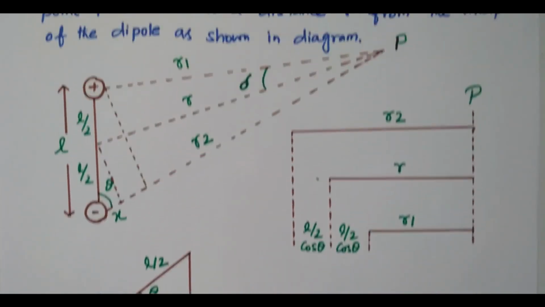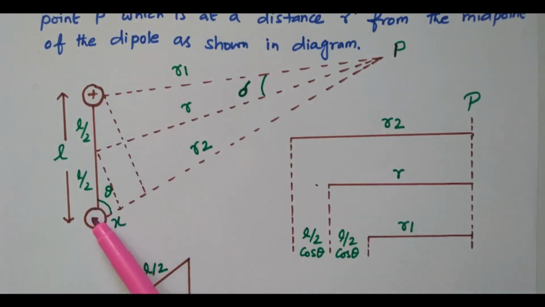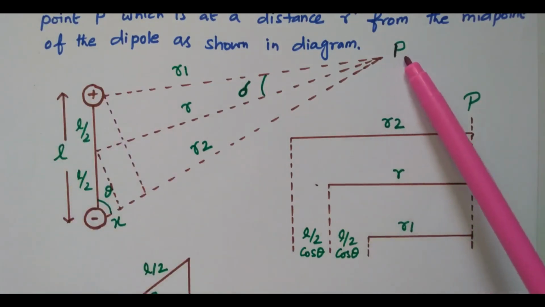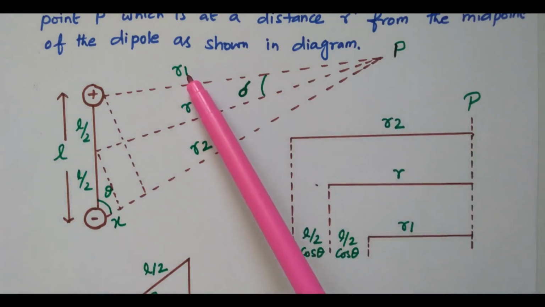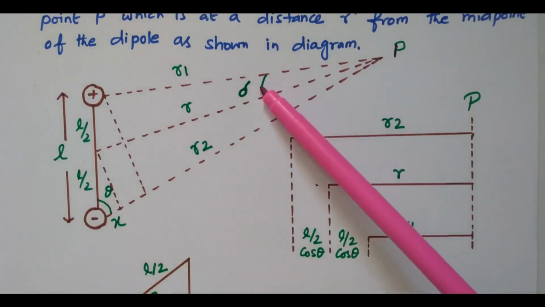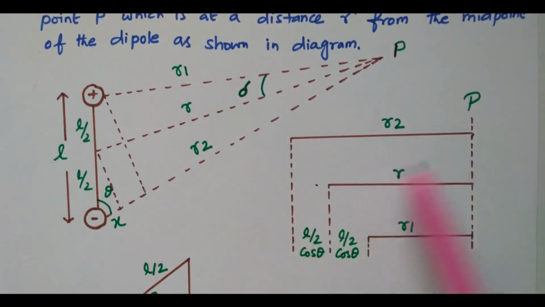So I will explain again. This is the positive charge and the negative charge. They are separated by distance L; this combination is a dipole. We are going to find the potential at point P, which is at a distance R1 from the positive charge, R2 from the negative charge, and R from the center. We assume that the length is very less. This distance is very large, so that delta is neglected. These three lines become parallel lines based on the assumption. But each line differs by a particular distance, that is indicated here. This can be calculated from this triangle by finding cos theta. We found L by 2 cos theta.